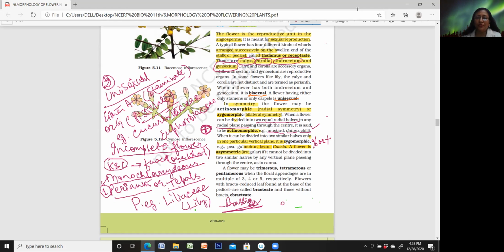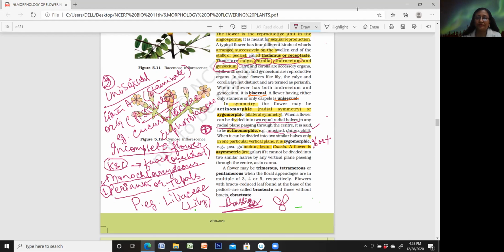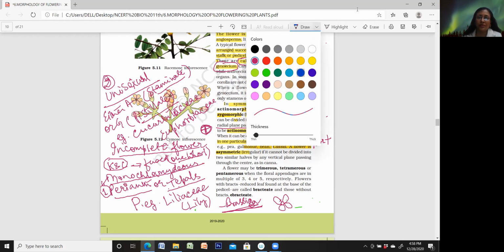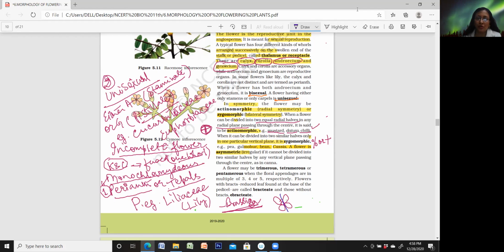And it has 4 petals. The Brassica flowers or mustard flowers have 4 petals like this. And if you cut this flower like this, or like this, or like this, or like this, it will cut into equal halves. So you can cut through any vertical plane and it can manage to cut it into equal halves. That's why the flowers of Brassica, or mustard, would be called actinomorphic. And same is true for datura and chili.